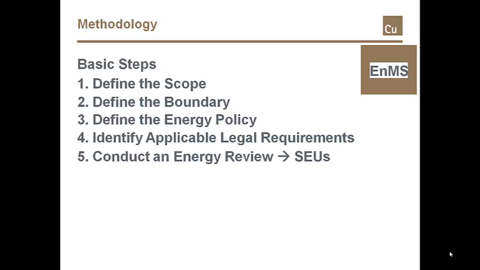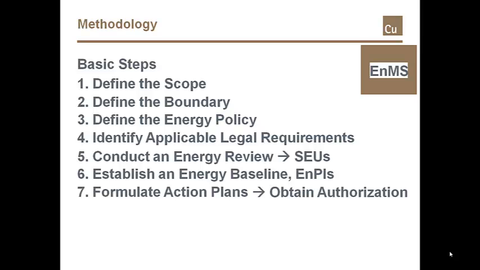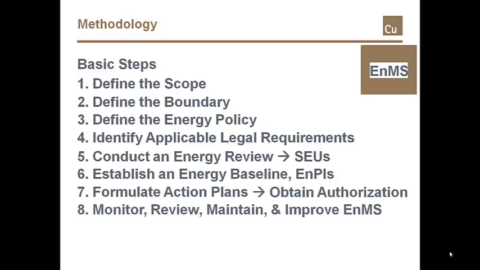Conduct an energy review and identify areas of significant energy use, such as air compressors, process equipment, lighting, etc. Establish an energy baseline and identify energy performance indicators, or EnPIs, that is, energy consumption per unit of time or per unit of production. Top management approves these EnPIs. Formulate energy management action plans and obtain management authorization to implement them as well as to operate the energy management system. Continuously monitor, review, maintain, and improve the energy management system.